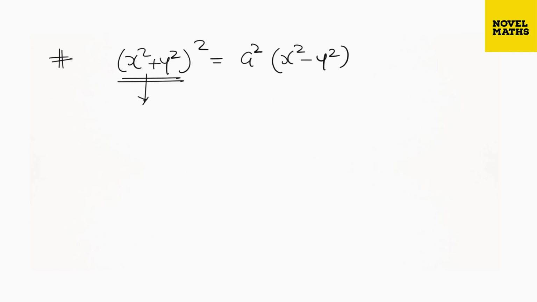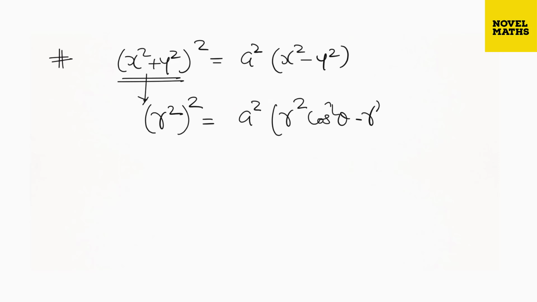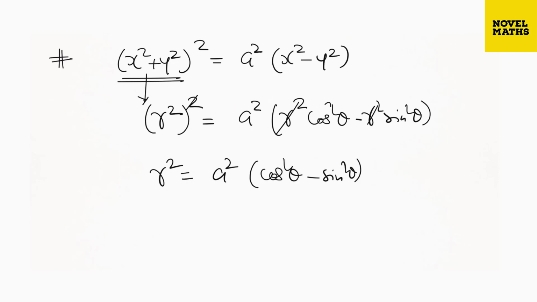x square plus y square is straightforward r square, and a square. x is r cos theta, y is r sin theta, so this is r square cos square theta minus r square sin square theta. The r square cancels, so one power you can cut. r square is a square times cos square theta minus sin square theta. This is actually cos 2 theta, so the solution is r square equals a square cos 2 theta.